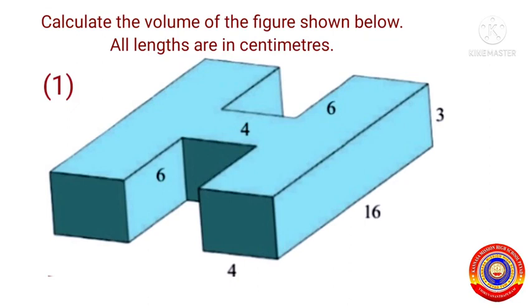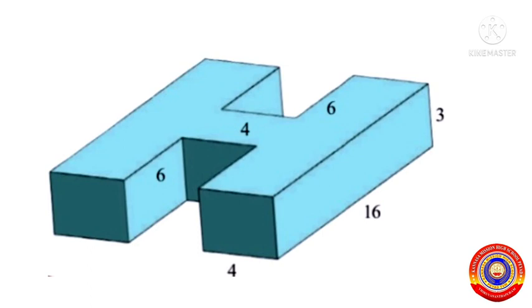The first question is in the shape of the letter H. We had already studied in the previous classes how to find the volume of a rectangular block. For finding the volume of this figure, we have to divide it into rectangular blocks. For that, I am drawing dotted lines like this. Now, we have divided this figure into three rectangular blocks: A, B and C.